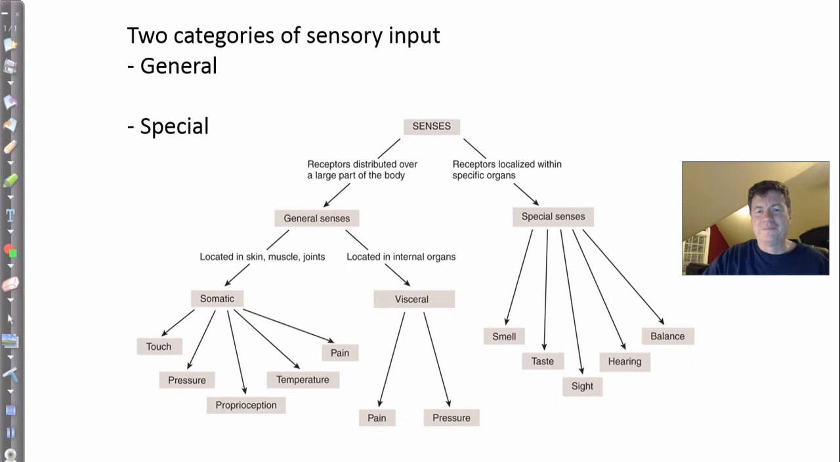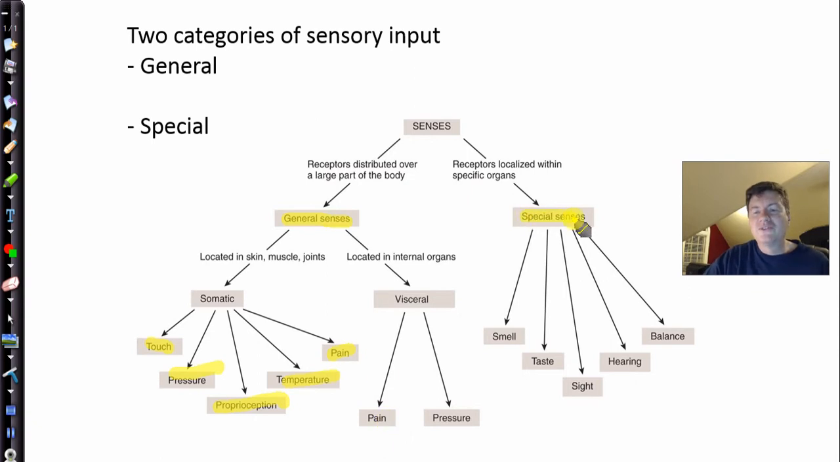What do we mean by that? When you think about our senses, they really kind of come into two major categories if we talk about how either localized or diffuse the receptors are. General senses, the receptors are all over the body. So we're talking about touch or pressure or proprioception, temperature, pain. These are going to be all over the body. You're going to have pressure receptors all over.